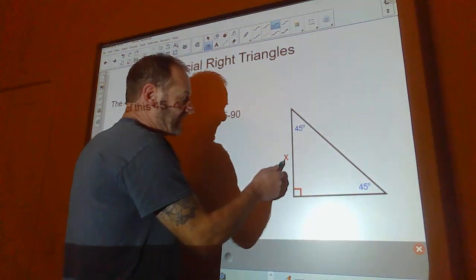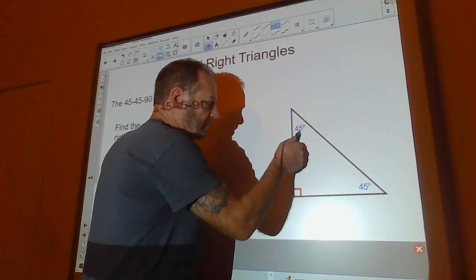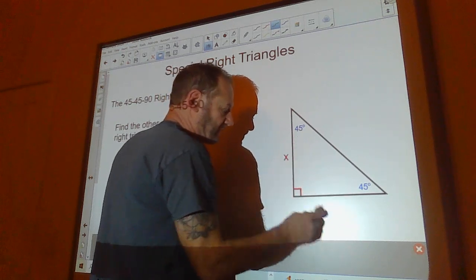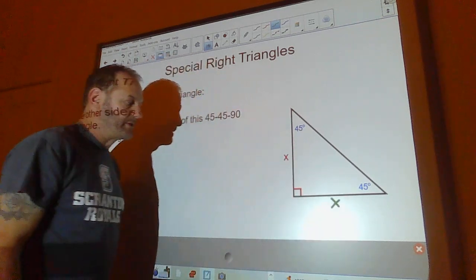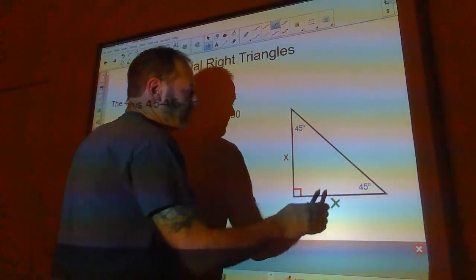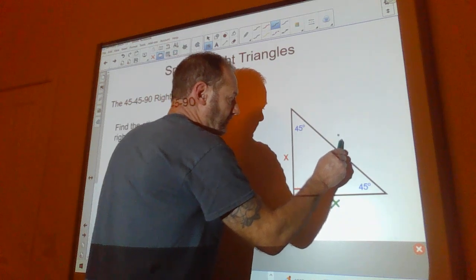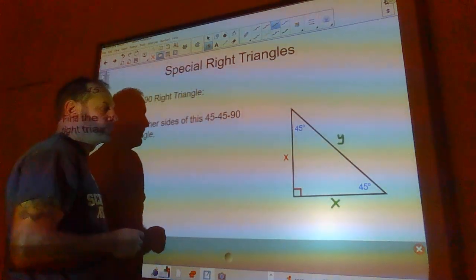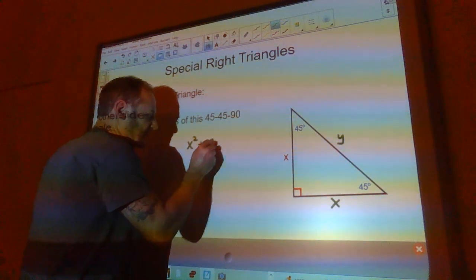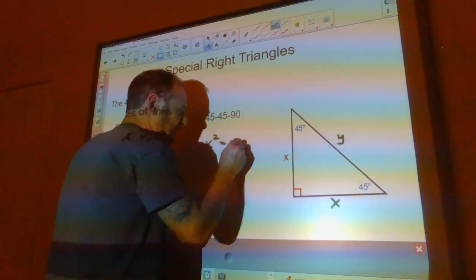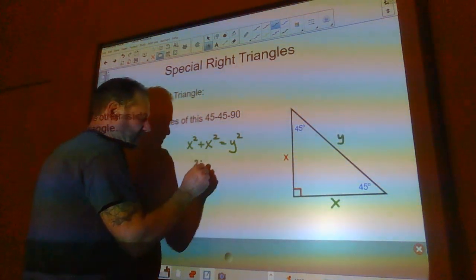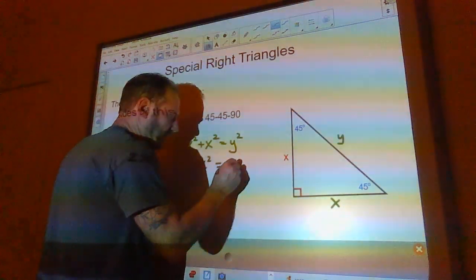Okay, so if I know this side here is x, I know that these 2 angles are equal, which means their opposite sides are equal. This side and this side are equal, so this is also x. And now what I can do is use the Pythagorean theorem to find this side. We'll temporarily call this y. Okay, and so I know that x squared plus x squared equals y squared. And I can go ahead and combine those. That's 2x squared equals y squared.